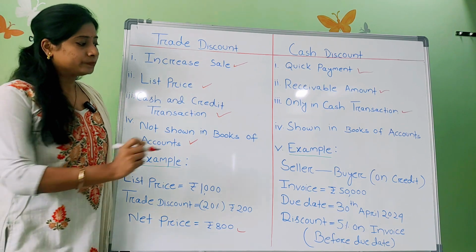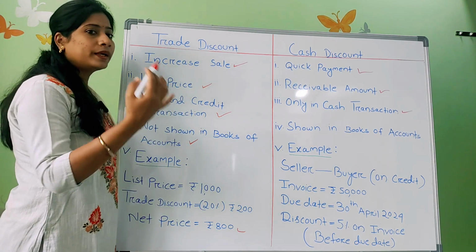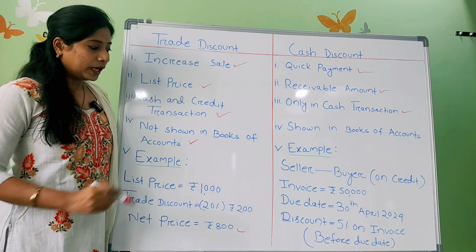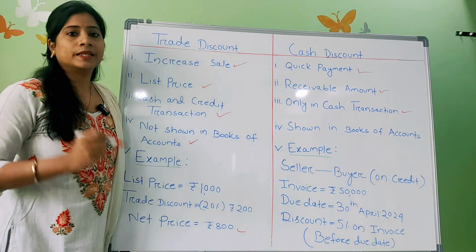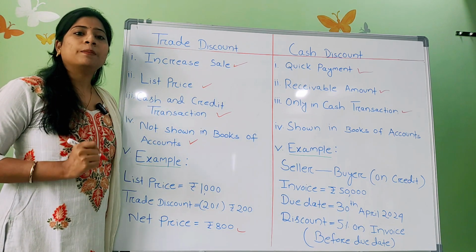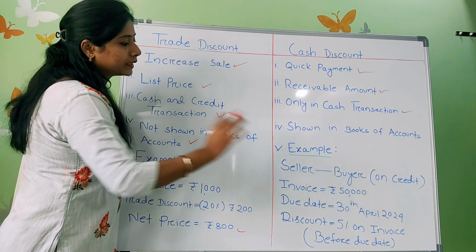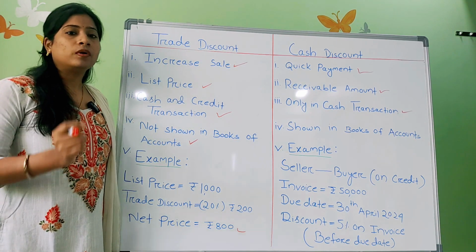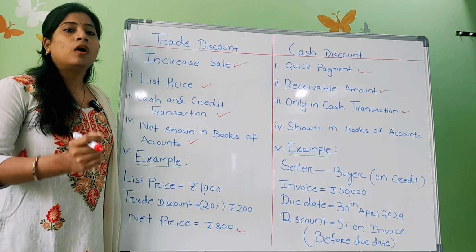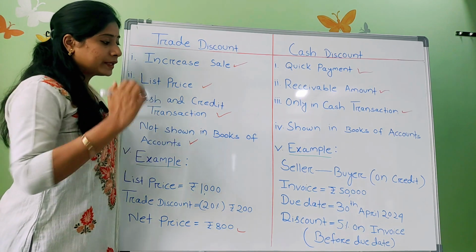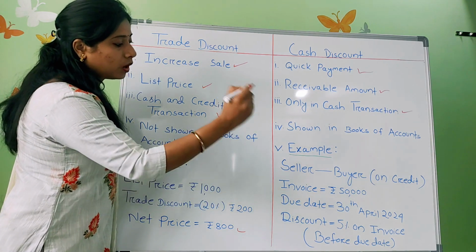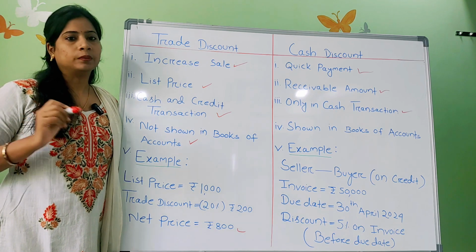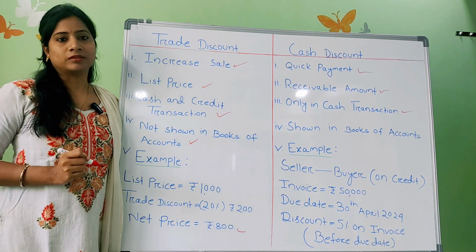Okay, example, seller sells goods on credit to the buyer. Rupees 50,000 is the invoice price and due date is 30th April 2024. So the buyer must pay the amount on the due date, that is 30th April 2024. If the buyer pays the amount before the due date, means 20th April or 10th April, then the seller gives a discount of 5% on invoice price. 5% of 50,000 means 2,500 rupees. Okay, this is cash discount.